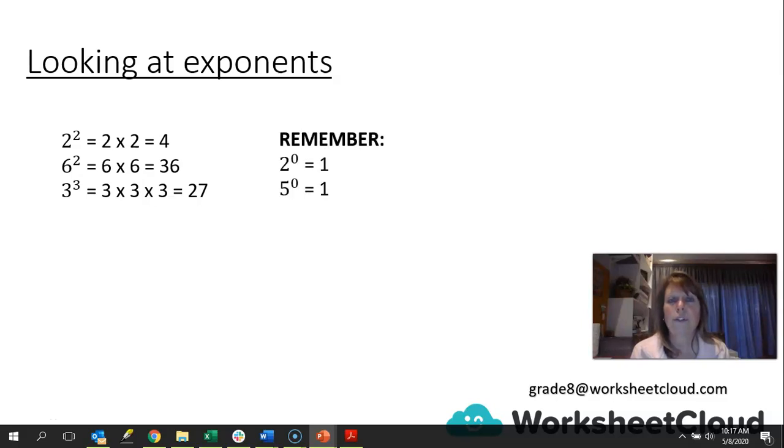First of all, please remember that anything to the power of 0 is 1. So it doesn't matter whether you've got a number in the thousands. If the exponent is 0, the answer will always be 1. Again, if the exponent is 0, the answer is 1.